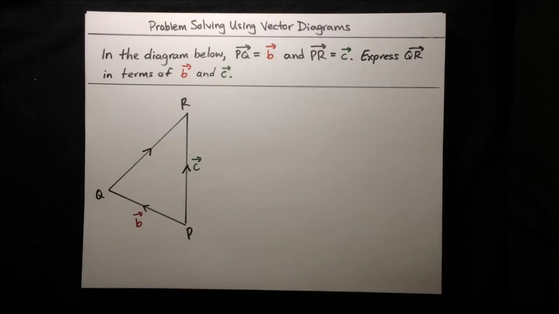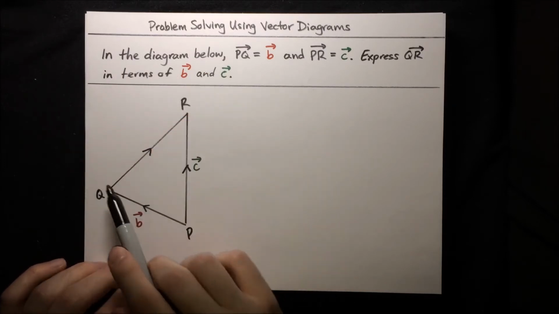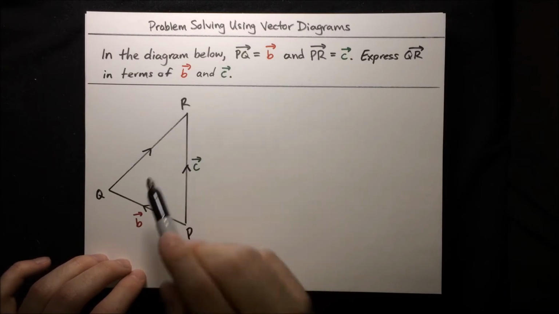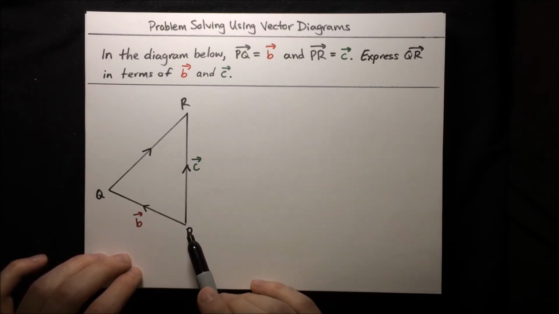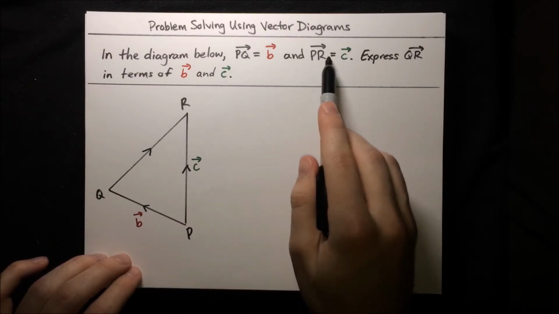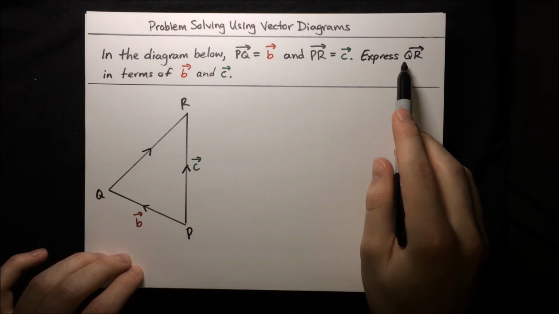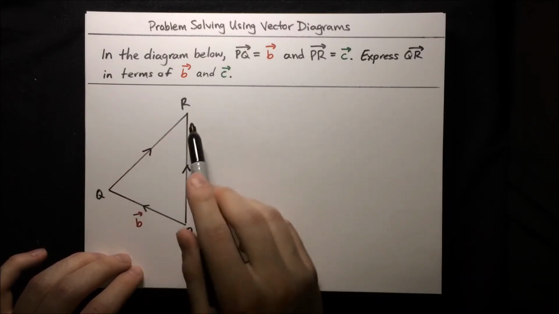In this video, I'm going to show you how to solve problems in vector diagrams. So in this problem, we've got a diagram below here. The diagram has a triangle PQR and two of the sides are labeled. Side PQ is labeled as vector B here, and then side PR is labeled as vector C. And we want to express this other side, QR, in terms of the vectors B and C.